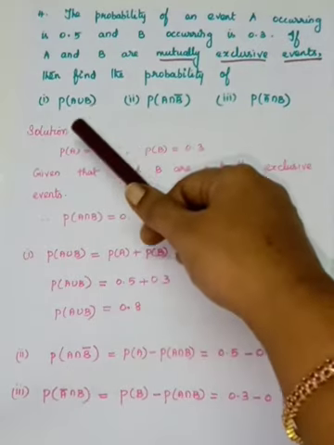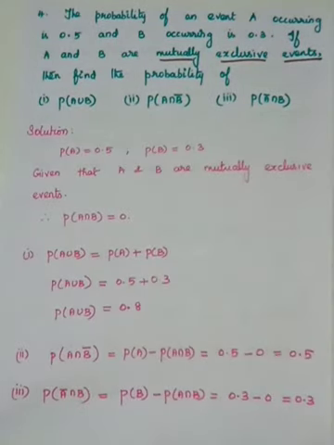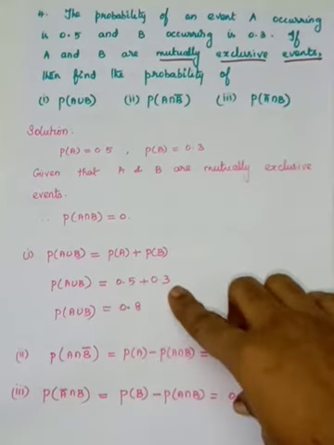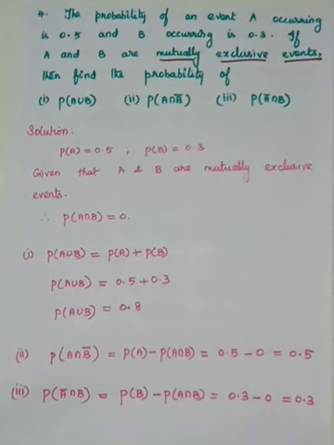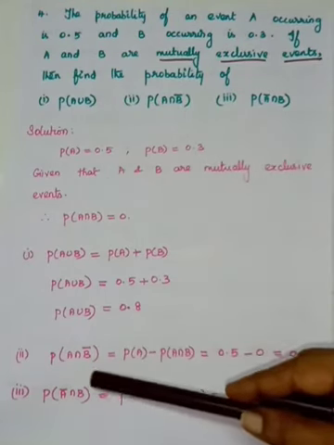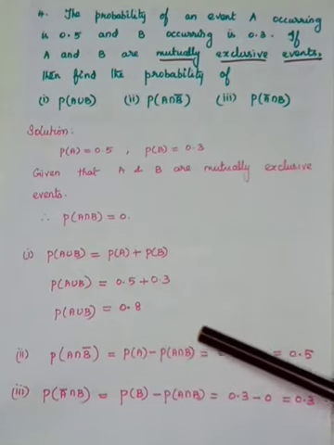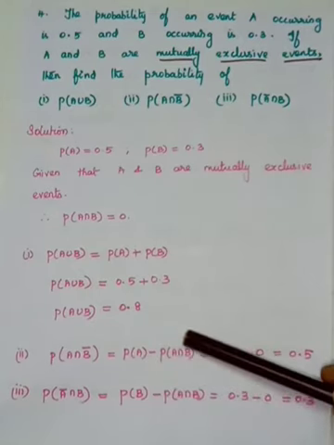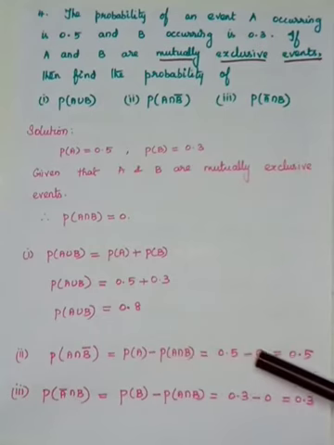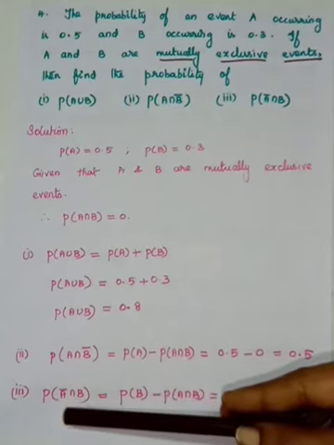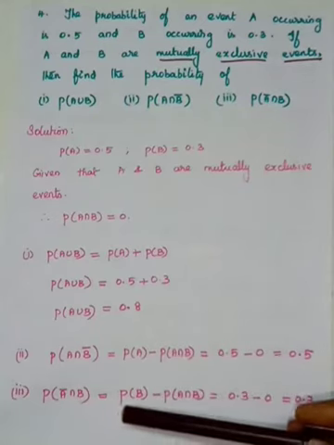And what is the first result asked? P of A union B. If A and B are mutually exclusive events, P of A union B is equal to P of A plus P of B. So it is 0.5 plus 0.3, that is equal to 0.8. And coming to the second subdivision, P of A intersection B bar. What is the formula? P of A minus P of A intersection B. Here A intersection B is a null set, so P of A intersection B is 0. So the answer is 0.5. And you see here the third subdivision, P of A bar intersection B. What is the formula for that?